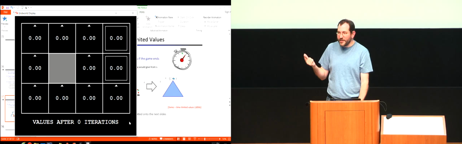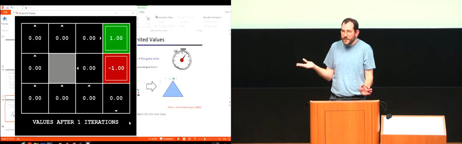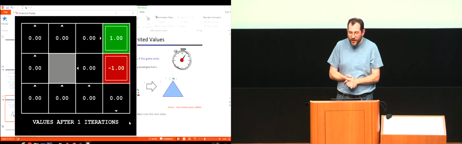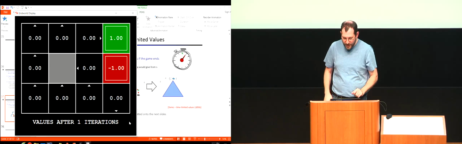Anywhere else, what can I do in 1 time step? I can move and get the living reward. If the living reward is 0, these are the values for 1 time step. So this is V sub 1. These are the values achievable under optimal play on average for 1 more time step.